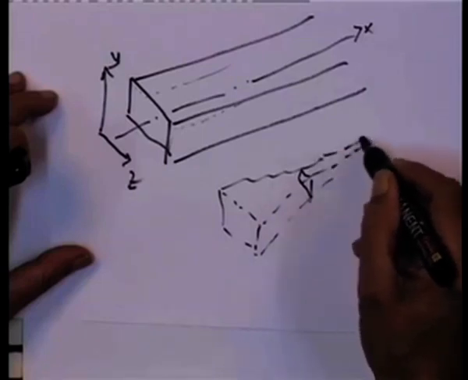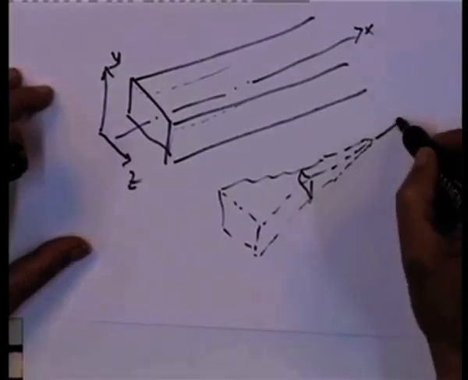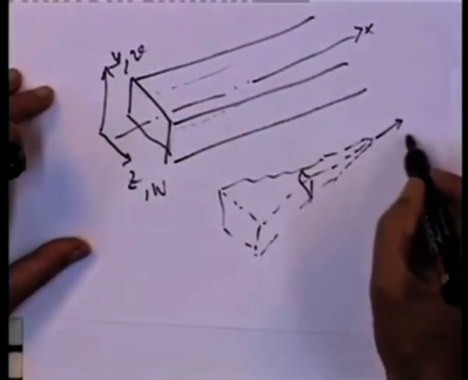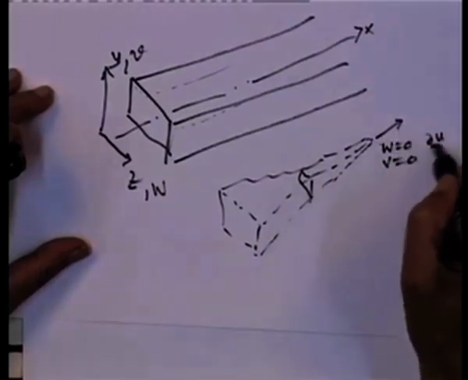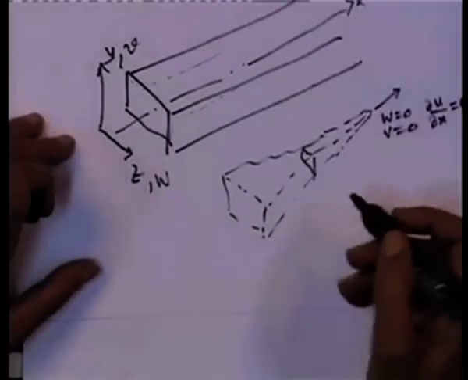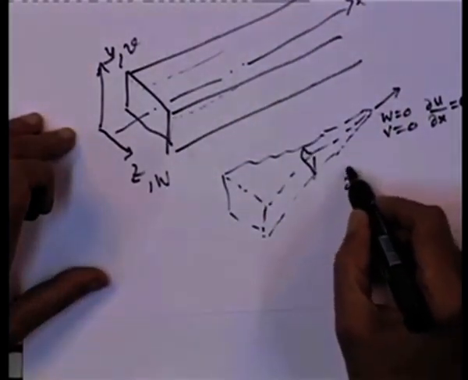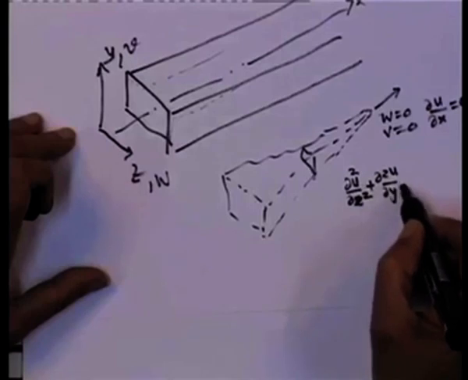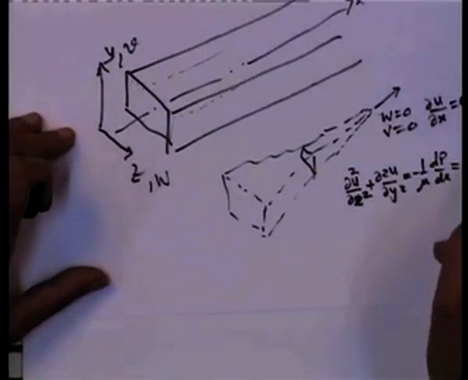And ultimately, the boundary layers will meet at some point. After that, components W and V: W will be 0, V will be 0, and du by dx will be 0. And therefore, you are left with an equation of the fully developed flow in a rectangular duct, which is simply d2u by dz square plus d2u by dy square equal to minus 1 over mu dp by dx equal to constant.